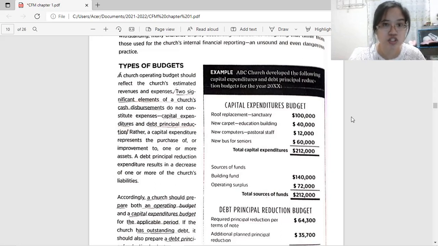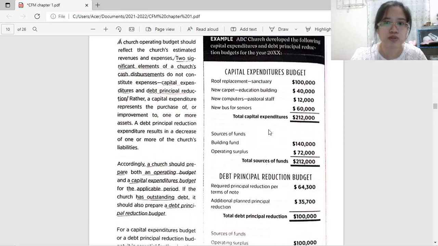This is a continuation of chapter 1. We'll begin with the types of budget. We have here an example of a budget, two things: capital expenditures and then the debt principal reduction budget. When we say capital expenditures, it's the acquisition of fixed assets.